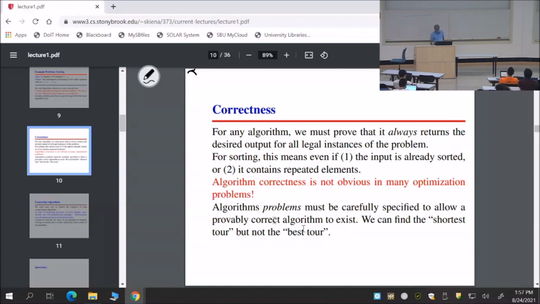Now, in order for an algorithm problem to have a correct algorithm, it has to be well enough specified, okay, to make clear that there is an argument, a way to demonstrate whether you're doing the right thing. So in a network, to find the shortest path from one point to another, that's a well-defined problem. Now, if you ask someone, find me the route between here and there that's prettiest, well, unless you have a rigorous definition of what pretty means, that's not a well-defined algorithm problem.